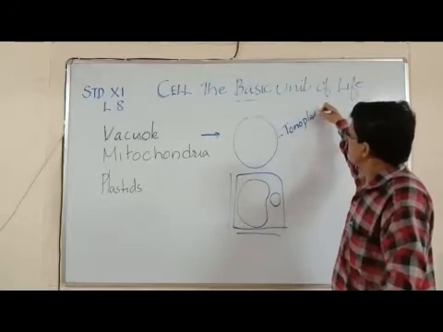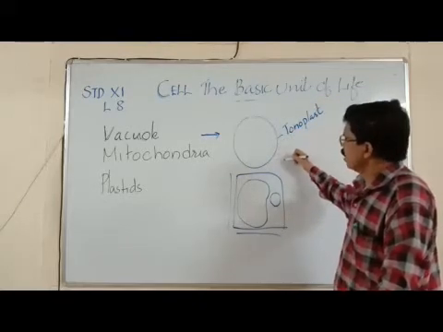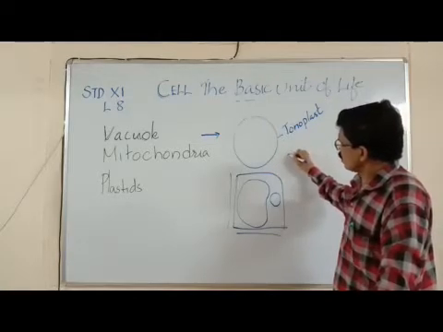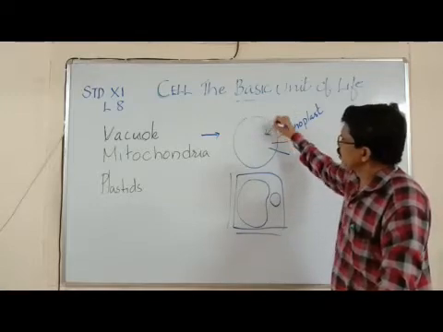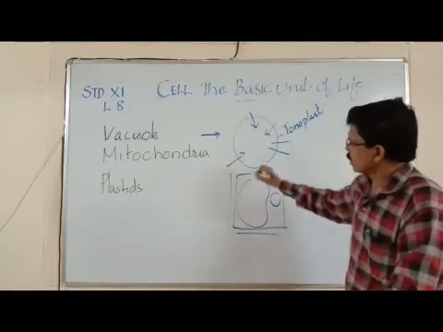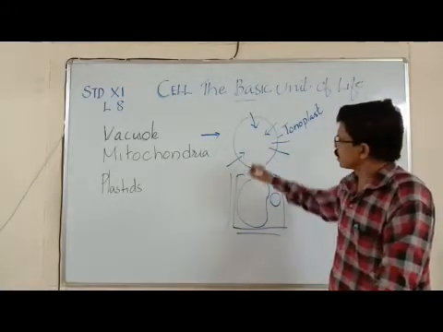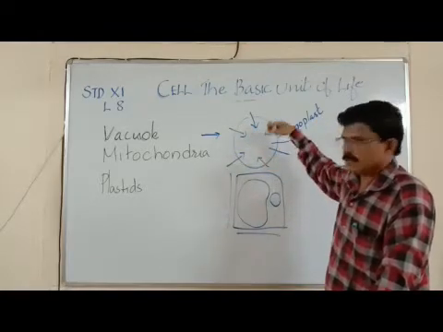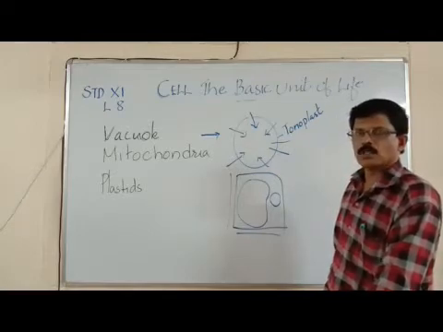The single membrane covering the vacuole is called tonoplast, and this tonoplast allows materials including water to enter into the vacuole from the cell cytoplasm. From the cytoplasm, water and various food substances or even waste materials can enter into the vacuole by the process of diffusion and osmosis.